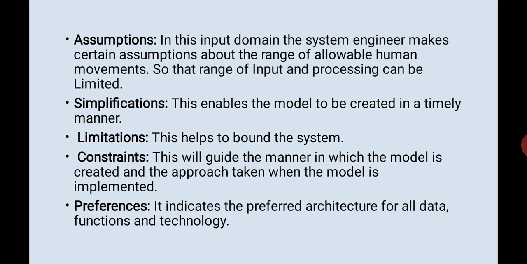Constraints, so they will guide the manner in which the model is created and the approach taken when the model is implemented. So it will have some constraints and limitations. You need to keep that in mind. And preferences, that is, what is the preferred architecture of all the data, function and technology. That is, if you have some preferences that okay, this will be the kind of framework, or this will be the kind of architecture that we have planned for there, right?